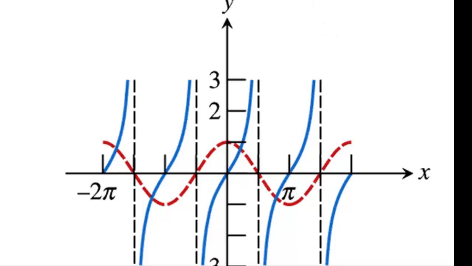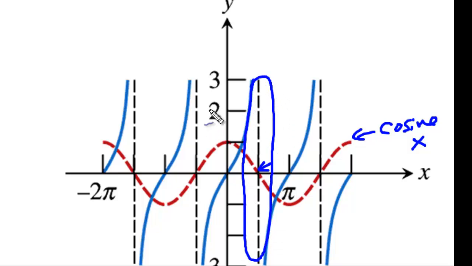Looking again at the asymptotes of the tangent function, if this is the cosine function, every place that the cosine is 0, when the x is 0, we have an asymptote. Every place the cosine is 0.